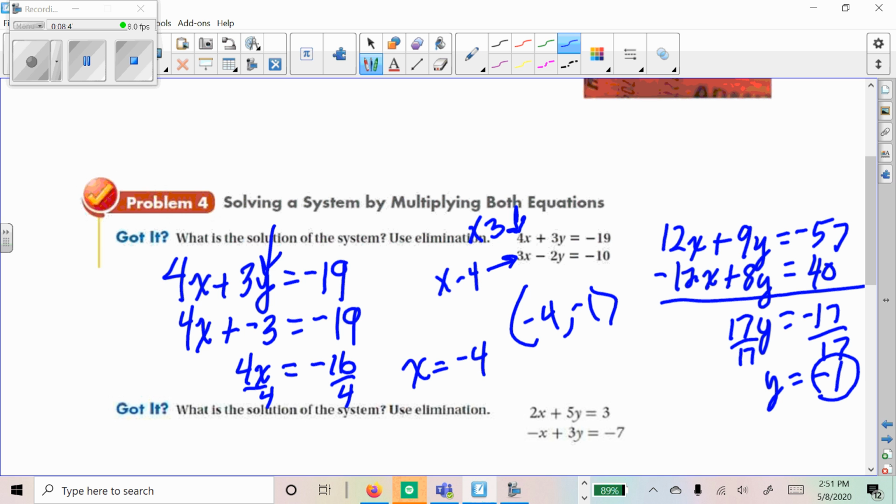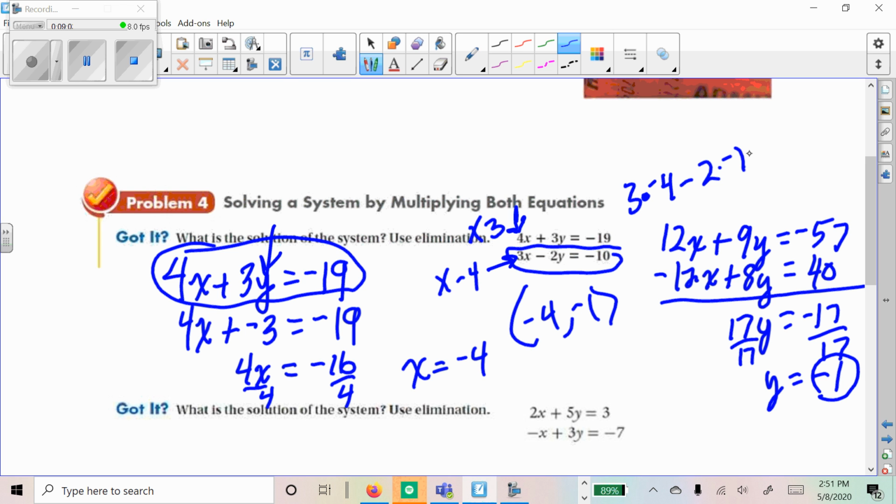Since I already used this equation, I'm just going to check this last equation, make sure it's good there. So I'm going to do 3 times my x, which is negative 4. This is a times here. 3 times x minus 2 times y, which is negative 1, equals hopefully negative 10. This is negative 12. Here we have a negative times a negative, which is a positive 2. And that works out. Negative 12 plus 2 is negative 10. So that's very cool. Got the right answer.